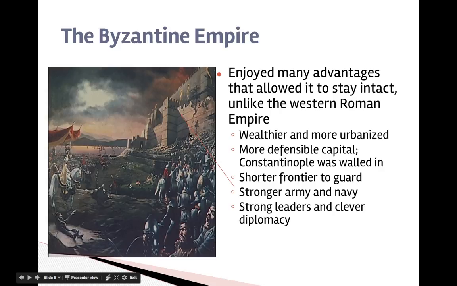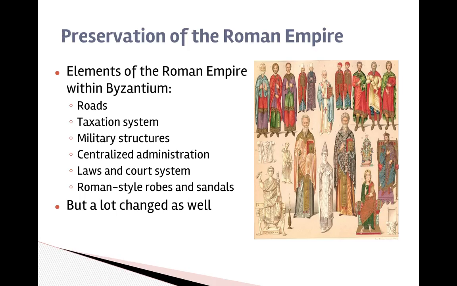One of the reasons why Constantinople did fall to the Ottoman Turks was because they actually used gunpowder technology that was traded from the East, and that allows them to finally break down these walls. Also, because of the wealth of the Byzantine Empire, they were able to pay for a significantly strong military, and this also allowed them to defend themselves for a very long period of time.